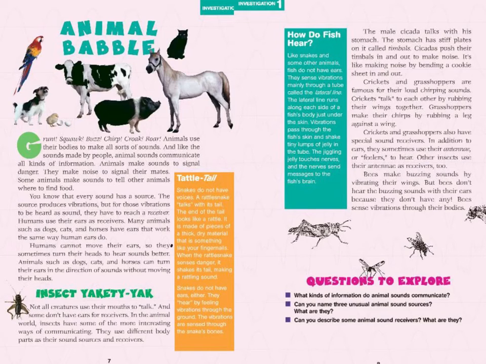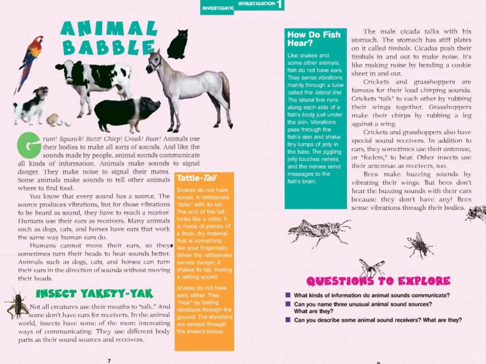Tattletale. Snakes don't have voices. A rattlesnake talks with its tail. The end of its tail looks like a rattle. It is made of pieces of thick, dry material that is something like your fingernails. When the rattlesnake senses danger, it shakes its tail, making a rattling sound. Snakes do not have ears either. They hear by feeling vibrations through the ground. The vibrations are sensed through the snake's bones.